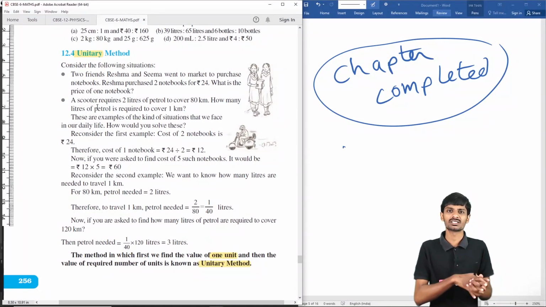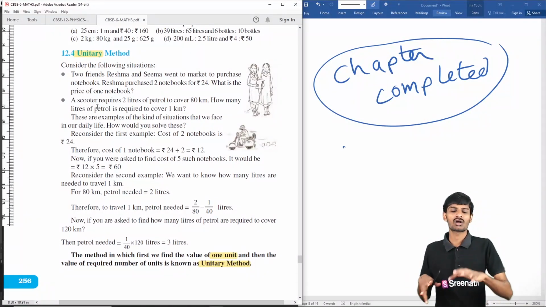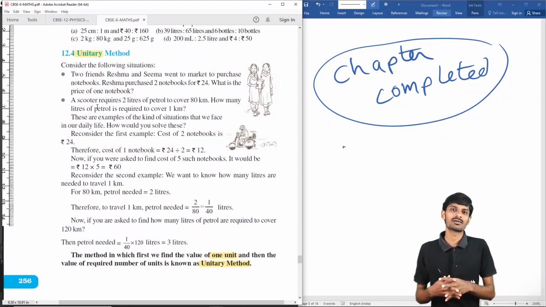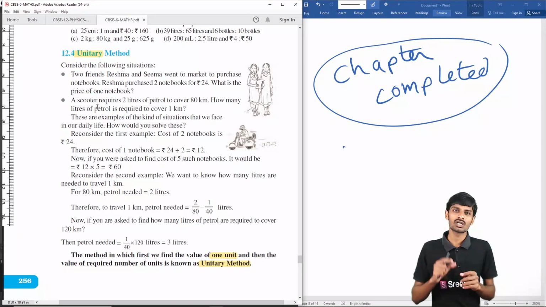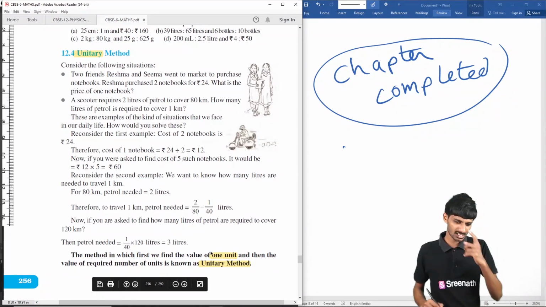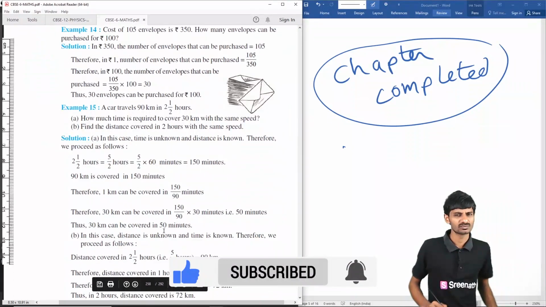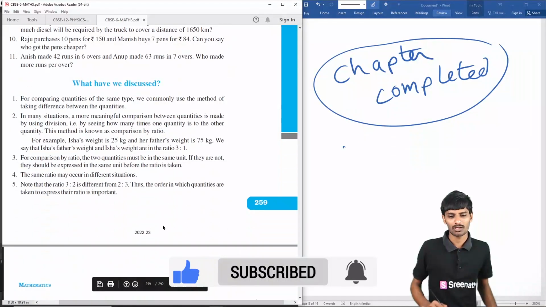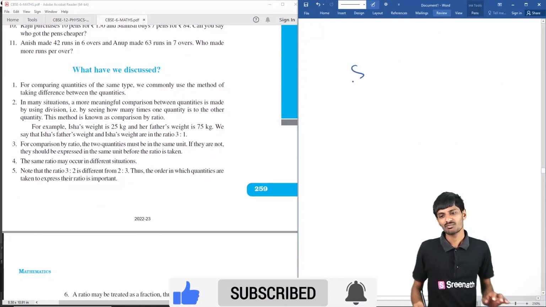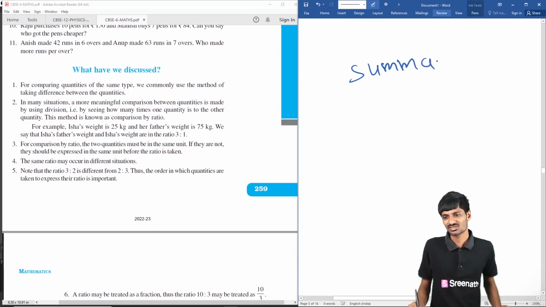The next thing is the unitary method. We know the cost of 2 items or 3 items, and if you find out the cost of 1 item, then it is called the unitary method. In every situation, if you find the value for 1 unit, then it is called the unitary method. We have solved some problems on it, including the biggest problem as well. Finally our chapter is completed, and our summary is also completed, students.